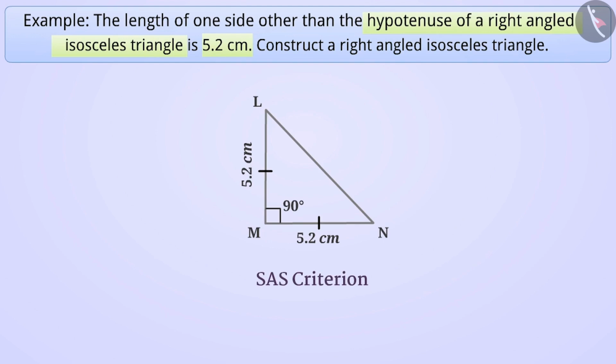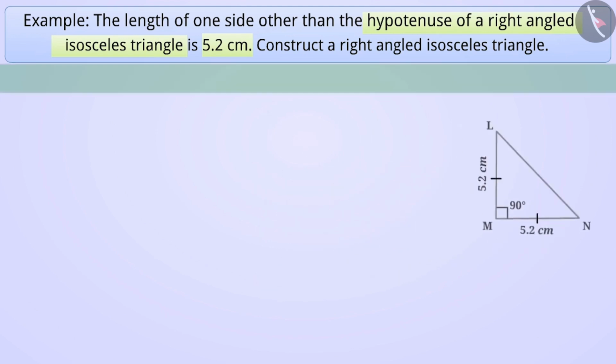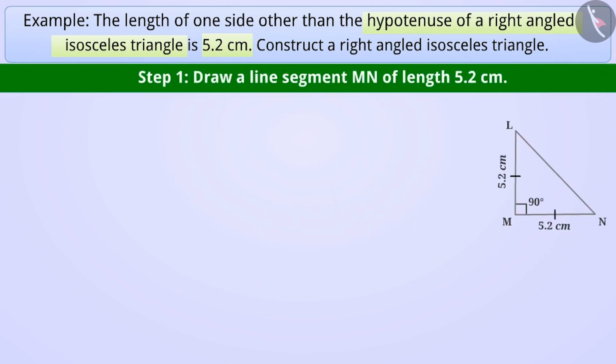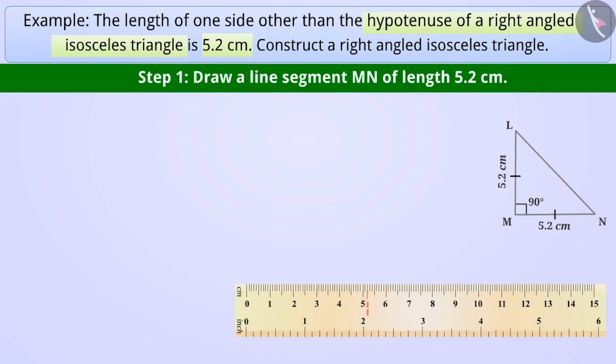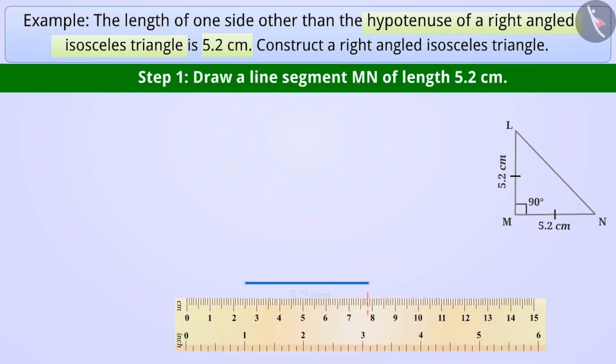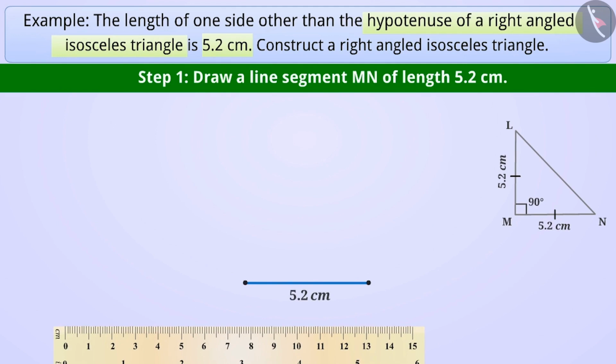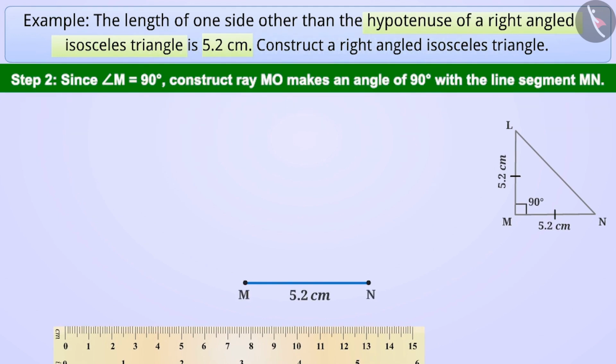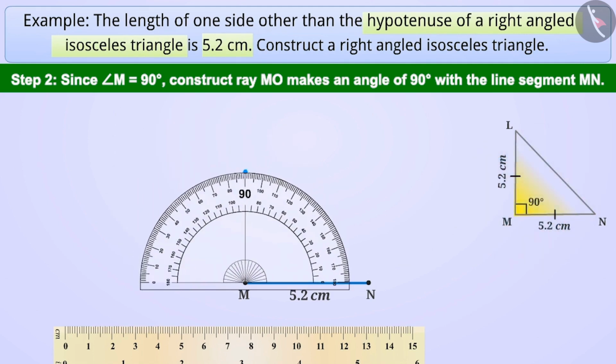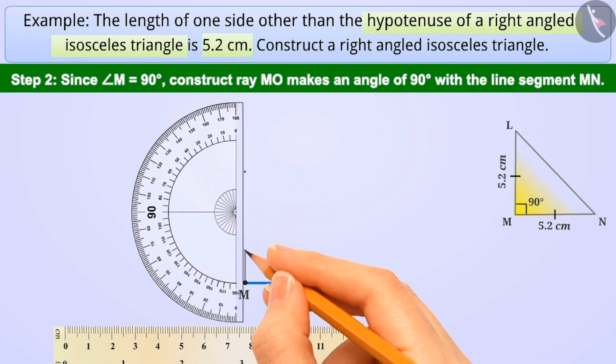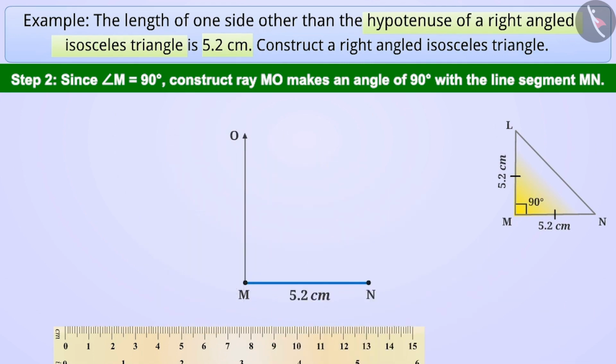Now let's construct triangle LMN. Step 1. First, with the help of a ruler, draw a line segment MN of length 5.2 cm. Step 2. As we know, angle M measures 90 degrees. We will draw the ray MO. The ray MO forms an angle of 90 degrees with the line segment MN.